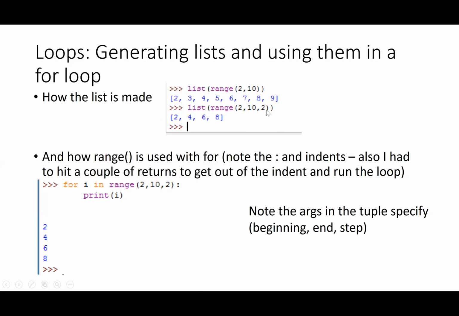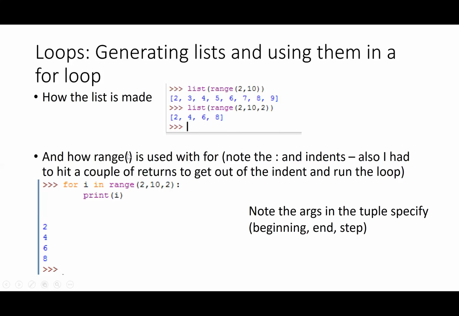What I've done now is to add an additional parameter to range, which is the step size, 2. So now it starts at 2, adds 2 to go to 4, adds 2 to go to 6, adds 2 to go to 8, adds 2 to go to 10, whoops, that's the end of the range, so it stops. And then, of course, because I use a list, it prints it out as a list.